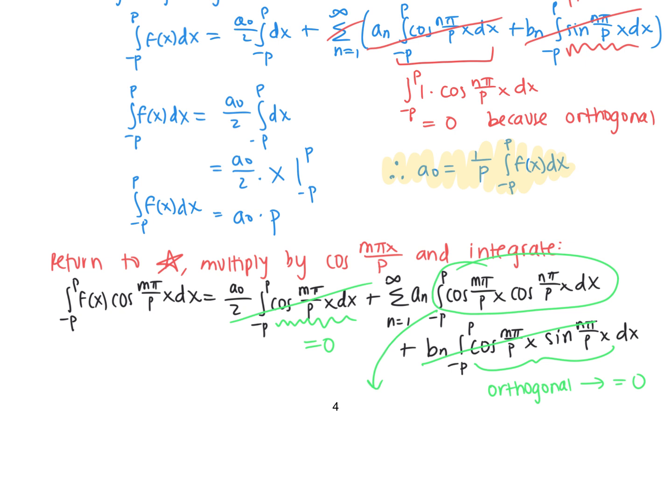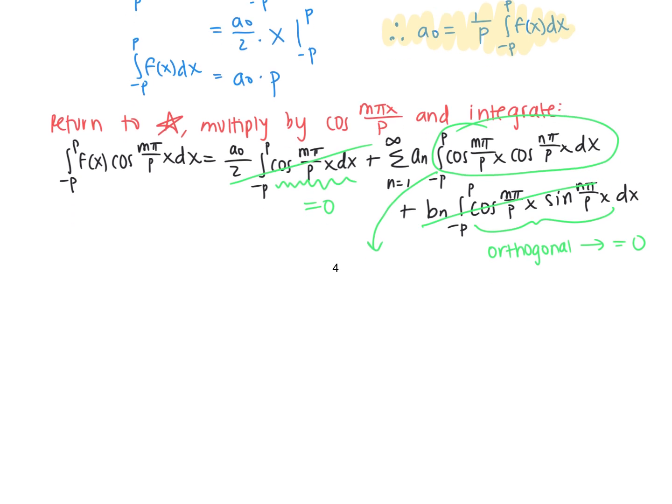So that's what we're going to focus on right now, is if we integrate negative p to p of cosine of m pi over p x and cosine of n pi over p x dx, well, that's going to give us 0 when m is not equal to n, and that's because, of course, these functions are orthogonal from above. So if the functions are orthogonal, so m is not equal to n, we're going to get 0. Otherwise, you're going to end up with p, and that only happens when m is equal to n. And you can integrate that to confirm, or you can just trust that that ends up being the case.